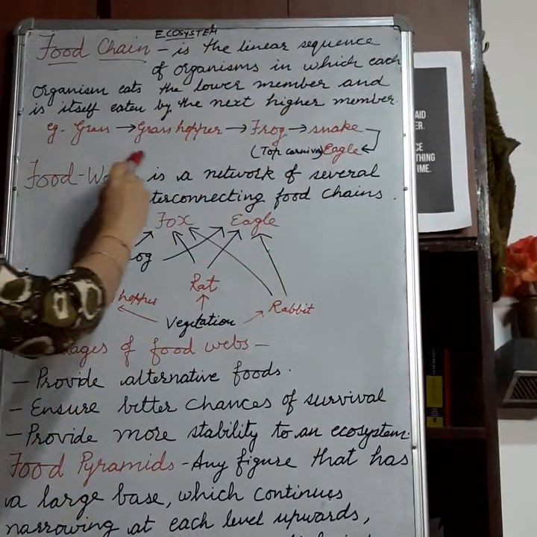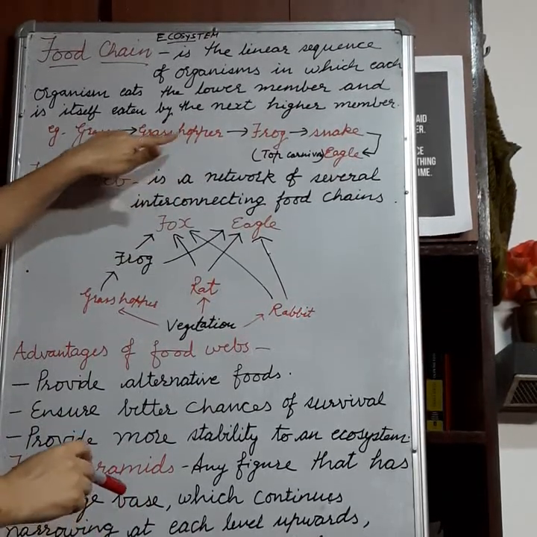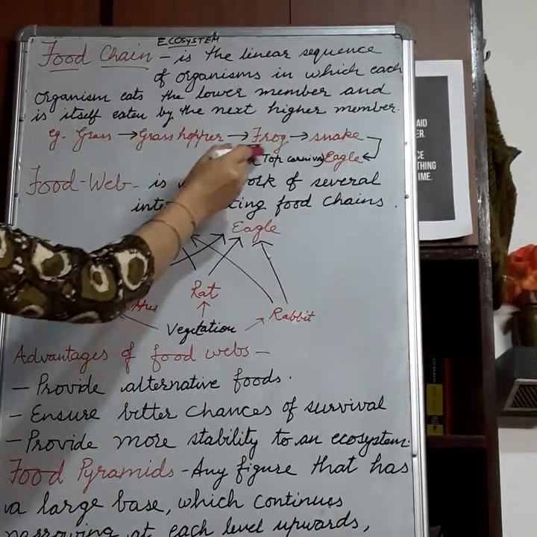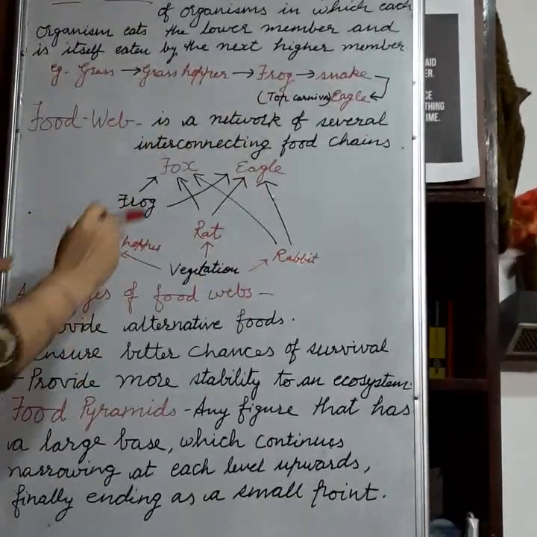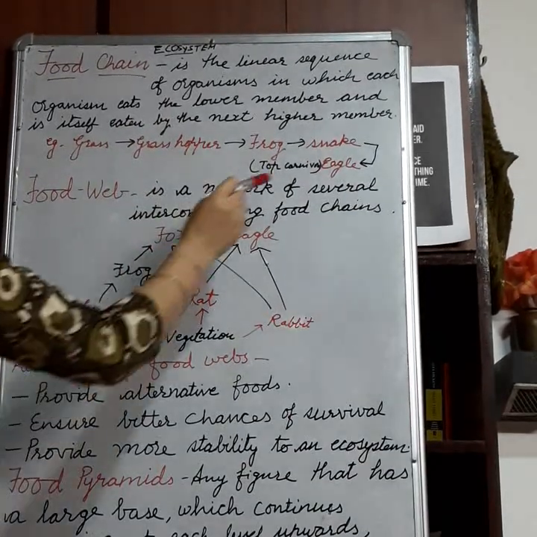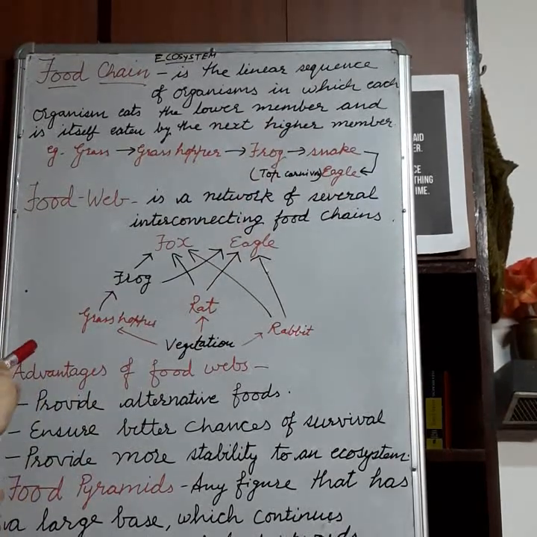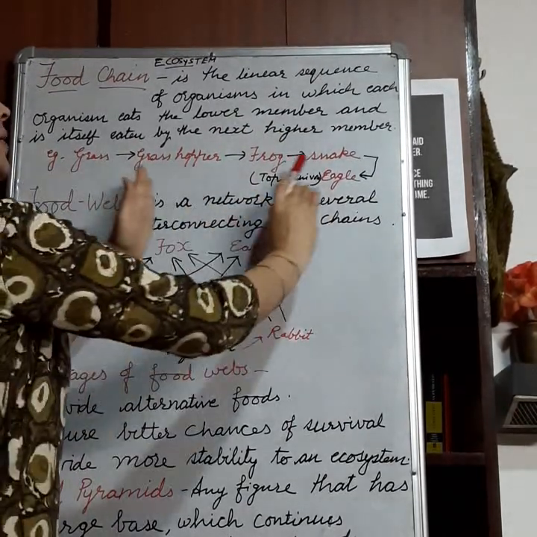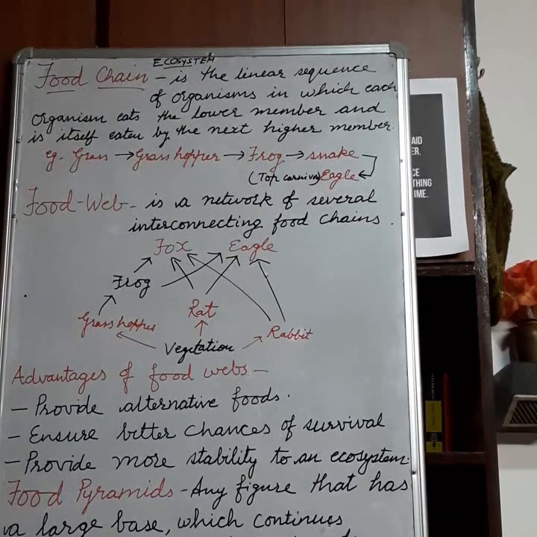So see over here an example, like grasshopper. Grasshopper is lower, whereas frog is higher in this food chain. So frog eats grasshopper, but snake is higher than frog, so snake eats frog. In this way. Now the next is food web.